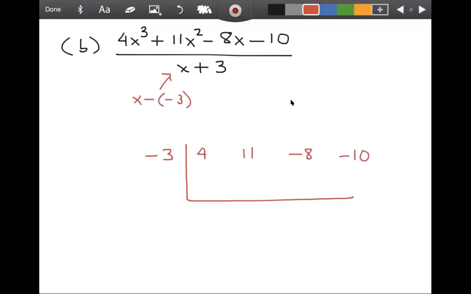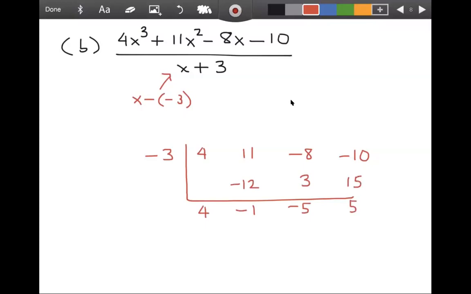All right, so once again, we start by bringing down the first term, 4, and then we go -3 times 4 is -12. 11 plus -12 is -1. -3 times -1 is 3. -8 plus 3 is -5. -3 times -5 is 15. -10 plus 15 is 5.